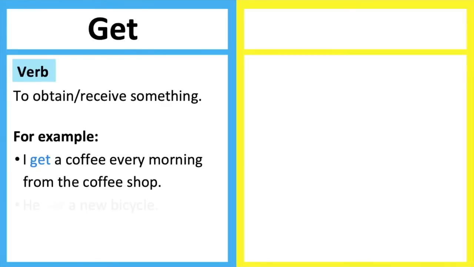Another example is, he got a new bicycle. Get is used in many other expressions. For example, get dressed, get married, get sick, etc.